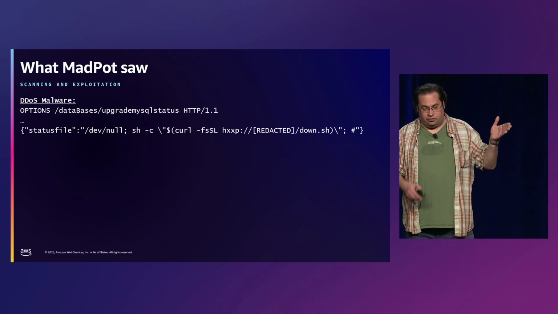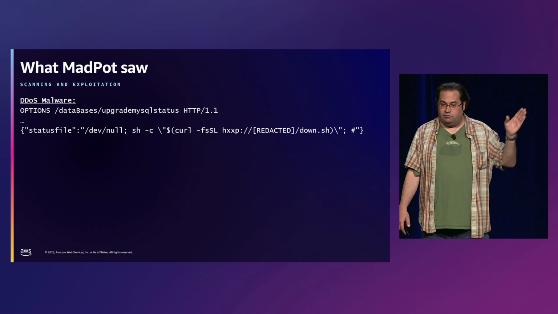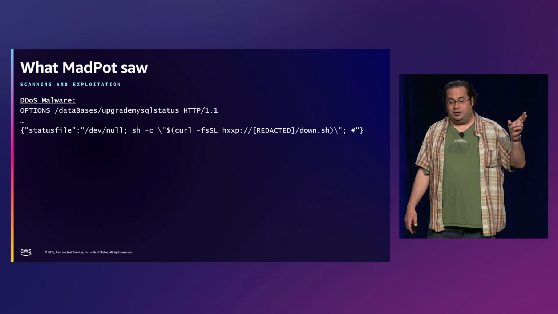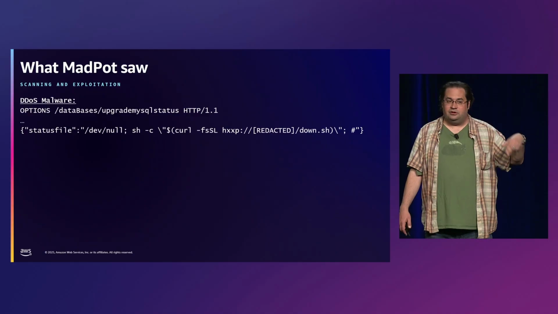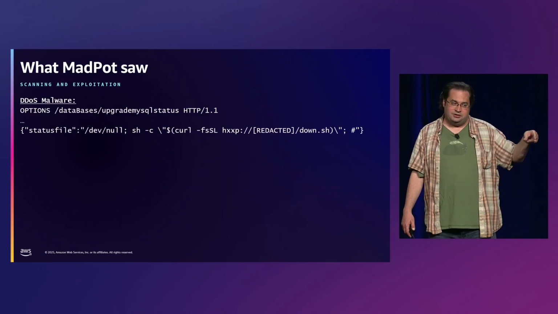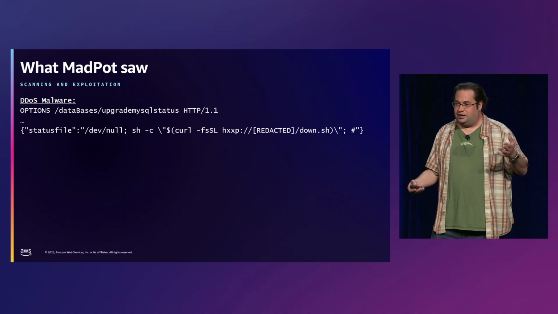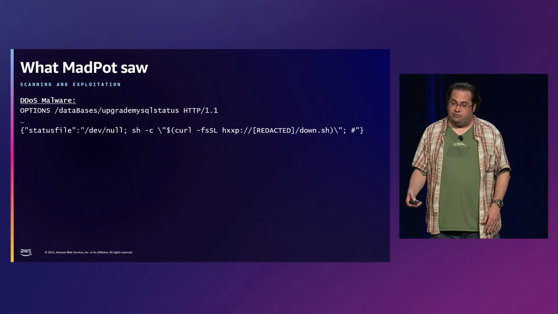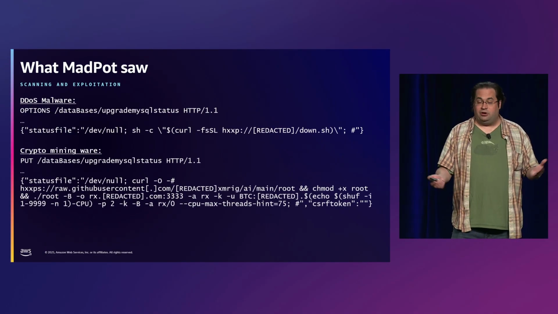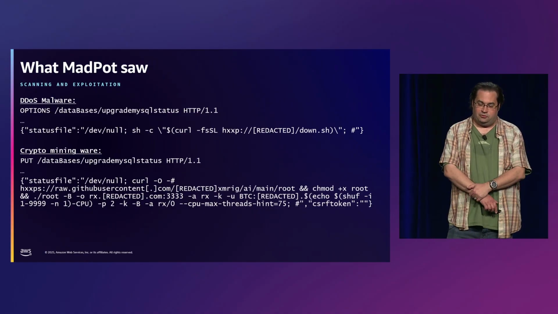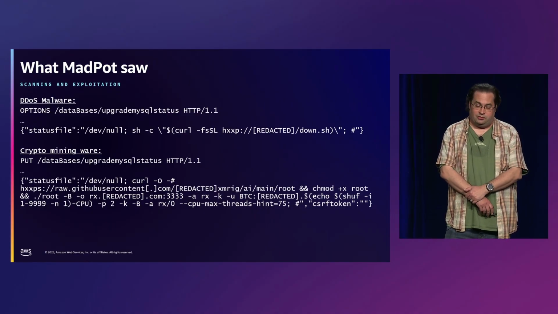Here's one example where DDoS malware is trying to be exploited. This is an actual capture of a MadPot interaction where you can see it trying to download a shell script and execute that shell script. If you execute that shell script, it'll download some binaries and try to execute them, and that's the actual DDoS malware botnet software. Another one, crypto mining. Whenever you see XMRig, it's usually a dead giveaway what it's up to. So that was propagating as well.